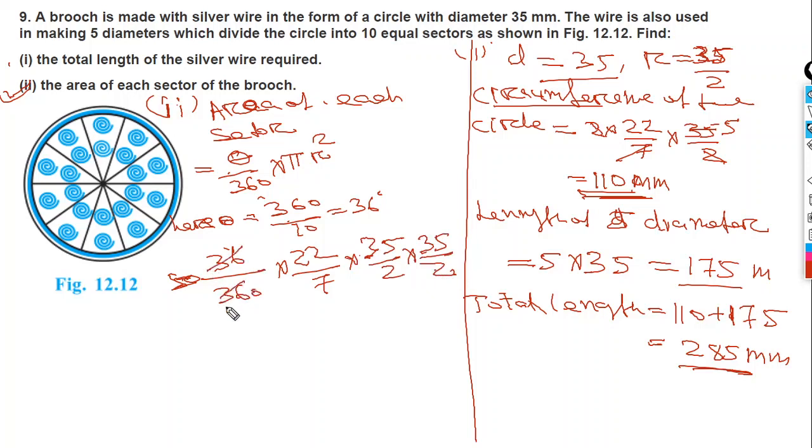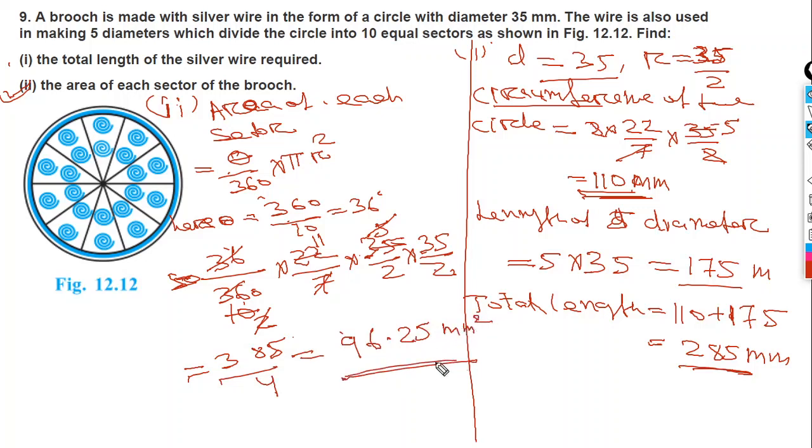Now you can cancel here. It will be 10. Then 7 you can cancel, 7 5 is 35. You can also cancel this 5, 5 2 is 10. Then you can cancel these two also with 11. Now multiply 11 with 35 divided by 4. So please multiply all of this. This will be 385 divided by 4, which will be equal to 96.25 mm square. So this is the area of each sector.